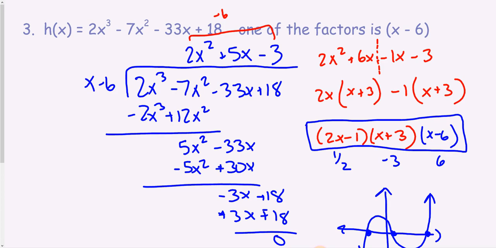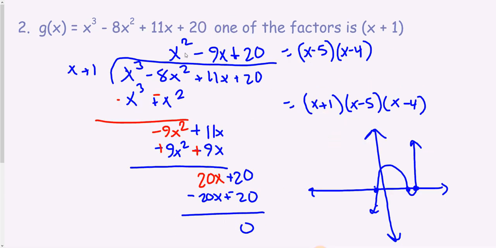So let's go back a couple pages here, and let's go back to this one. You have x plus 1, x minus 5, x minus 4, and that multiplied to this polynomial here. We divided by x plus 1, and the result gave us the other two factors. But what would happen if I divided by one of these other factors? So what if I took this polynomial, and I erase this?